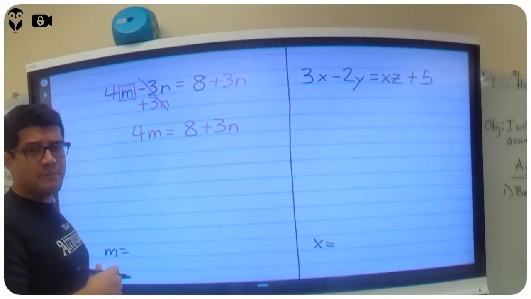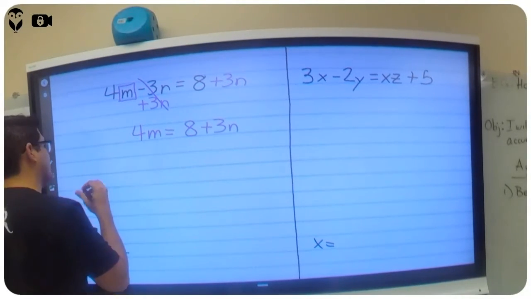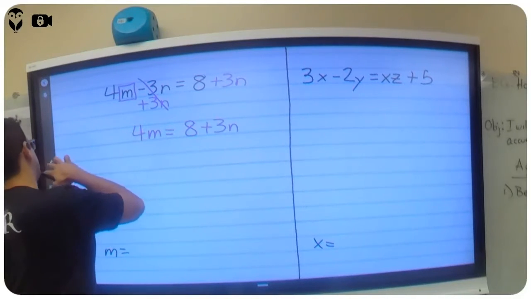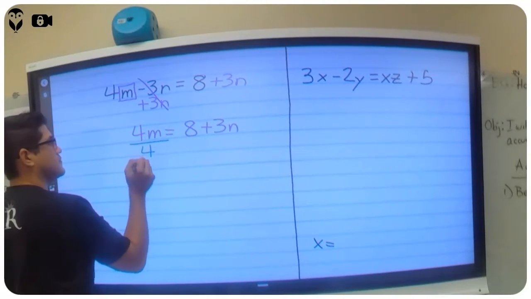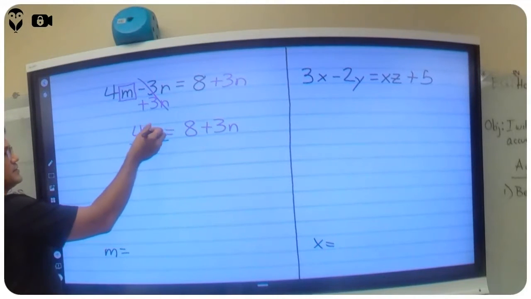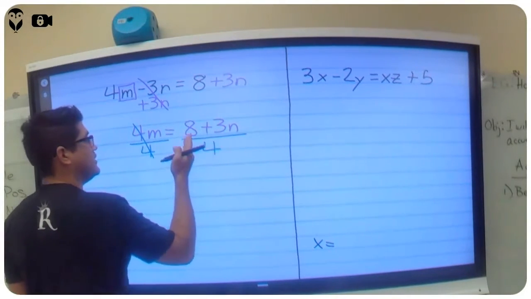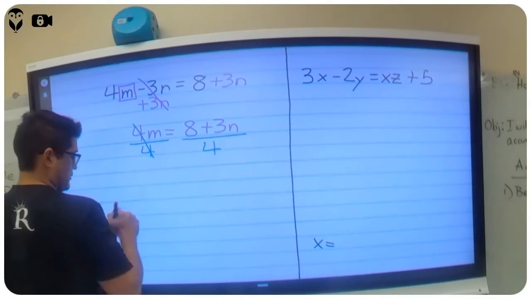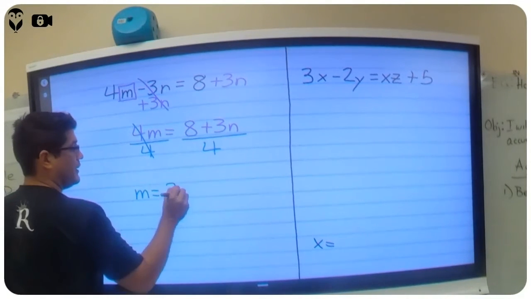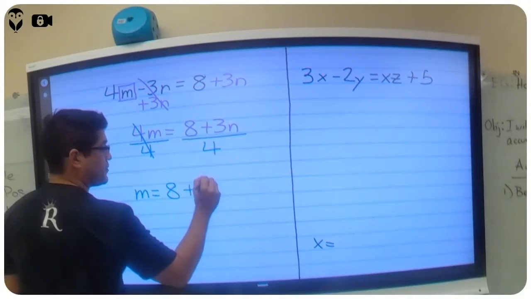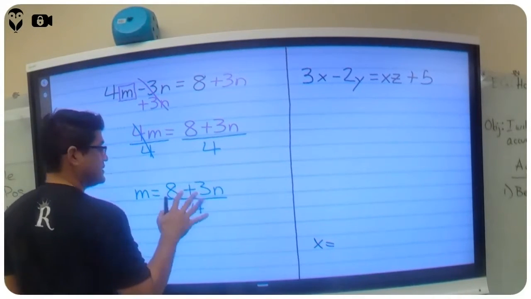Then to leave the m by itself, you have to do the opposite of what the 4 is doing. The 4 is multiplying, so we're going to divide. So we're going to divide by 4. Okay, that's going to cancel this 4. Divide by 4, and we are done. What does m equal? M equals (8 plus 3n) divided by 4. So that's the correct answer.